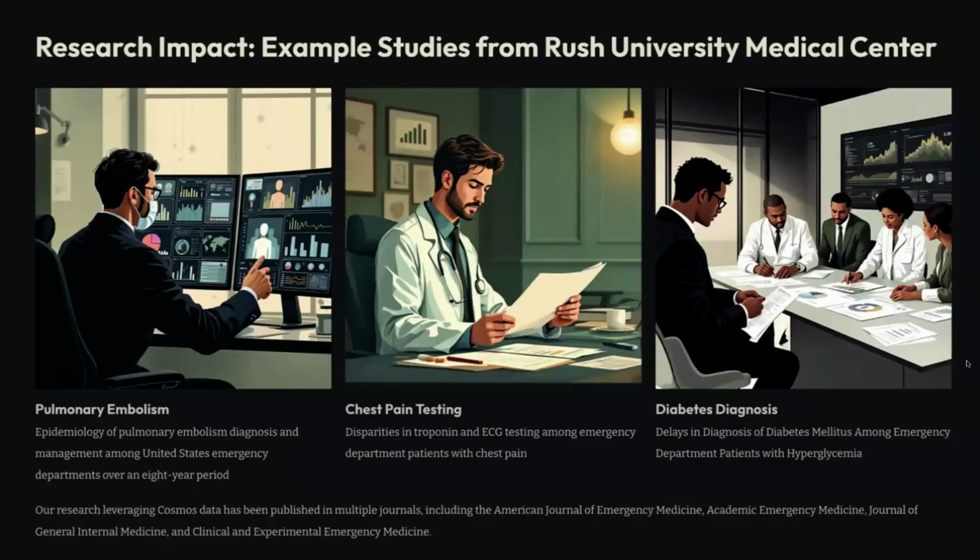And then most recently, we explored delays in diabetes diagnosis for emergency department patients who present with a glucose over 200, looking at how many go on to develop DKA in the coming months, or how many do end up getting diagnosed formally with diabetes in the coming months, even if we don't ourselves make the diagnosis in the emergency department. We've published some of these in American Journal of Emergency Medicine, Academic Emergency Medicine, Journal of General Internal Medicine, and also Clinical and Experimental Emergency Medicine. So publishable studies can come from Slicer-Dicer, definitely, but again, there are some limitations that we already talked about.